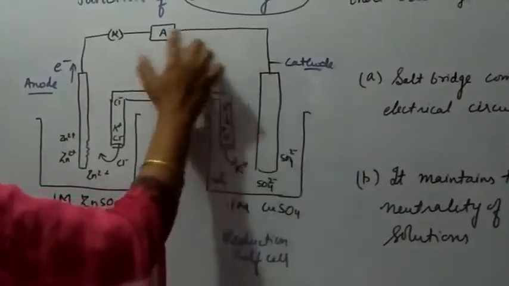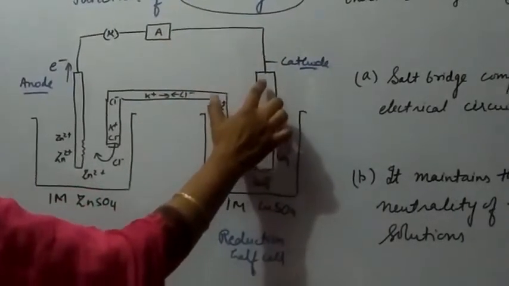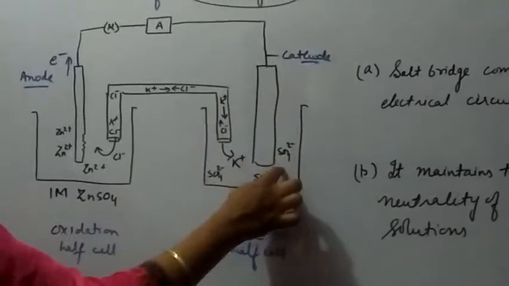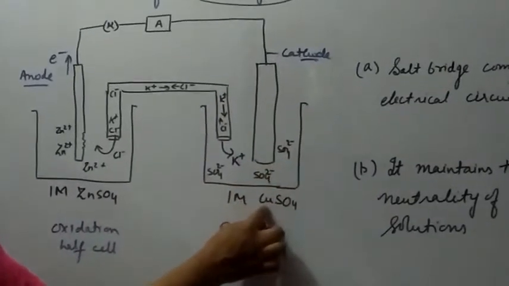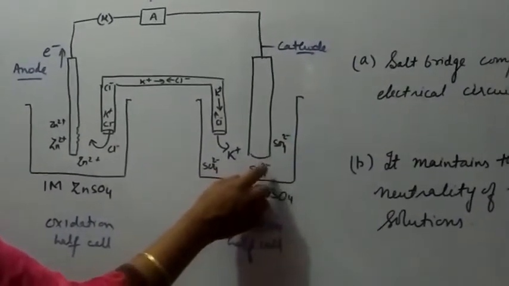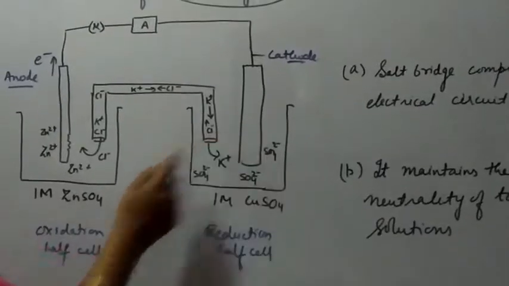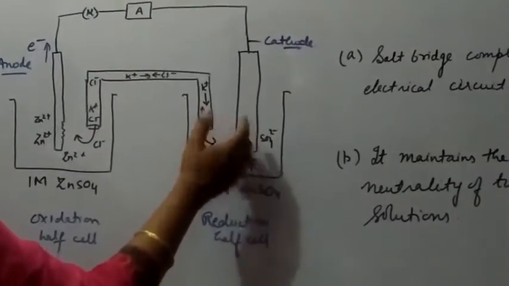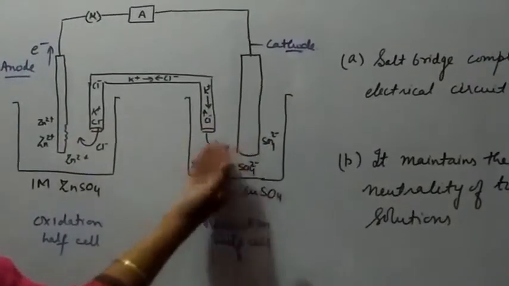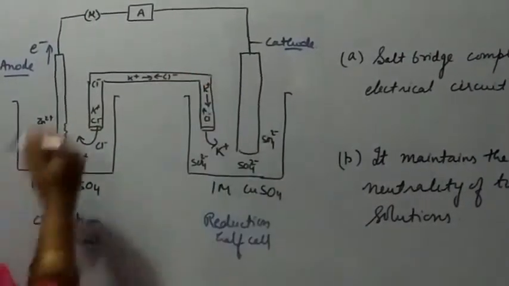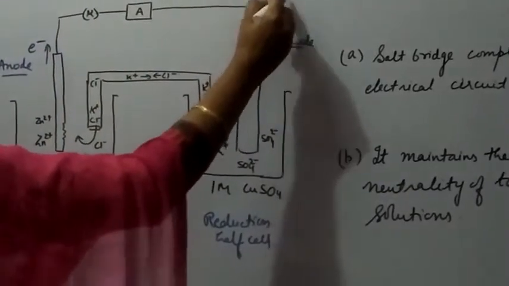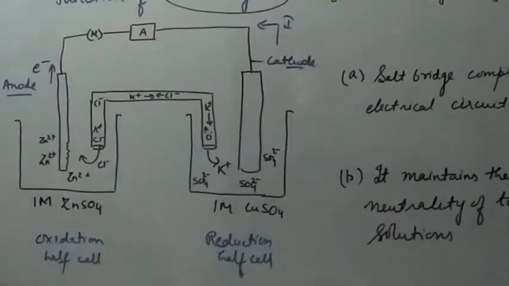Because electrons will flow from the external circuit and they will come into the solution through this electrode, and the solution will have copper ions. They will accept those electrons and accumulate on the electrode as copper. Gradually the thickness of the copper electrode increases, as is visible in the diagram also. Now the electron flow is from anode to cathode and current flow is from cathode to anode.